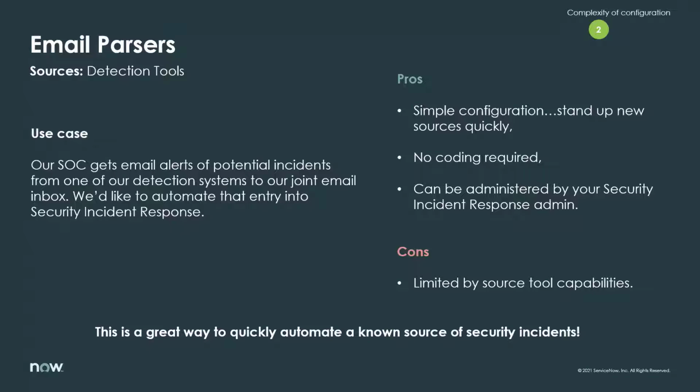The next topic we're going to talk about is email parsers. The main use case here is that your security operations center might already be getting standard emails from detection tools alerting you of events, and you want to automate that entry into security incident response. The benefits of using email parsers are the simple configuration. You can stand up new sources quickly. There's no coding involved. It's simply a matter of mapping name value pairs from the email. And this can be administered by your security incident response admin.